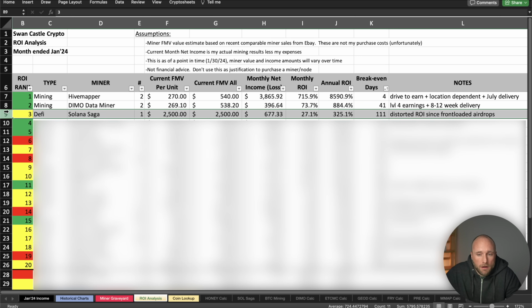Number three, the Solana Saga phone. Now this ROI here of 111 days is obviously distorted because I've front loaded a lot of the airdrops here. So I wouldn't anticipate getting this amount of airdrops every month going forward. I would expect the ROI to probably be a little longer than 111 days.